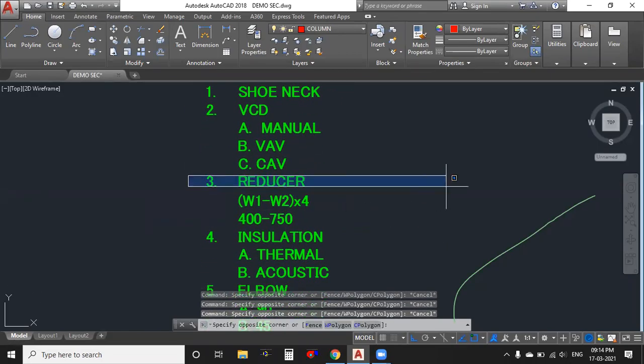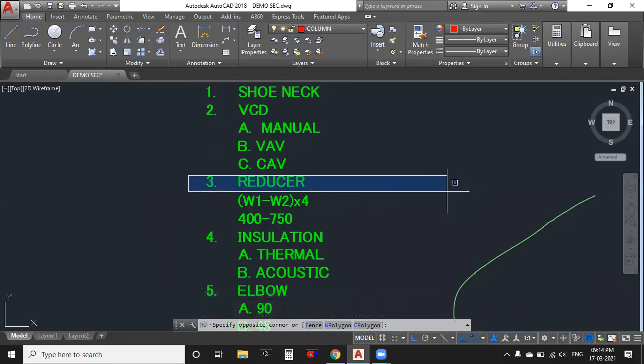And next we are having reducer. Reducer means we are running our main duct, and in the main duct we are taking branch ducts. If you are taking branch ducts, it depends on the CFM. CFM means cubic feet per minute. Just as we measure length in millimeters, centimeters, inches, feet, kilometers, meters, the same way we measure air in CFM, cubic feet per minute, and we also have CMH, cubic meter per hour. We'll discuss those things now.